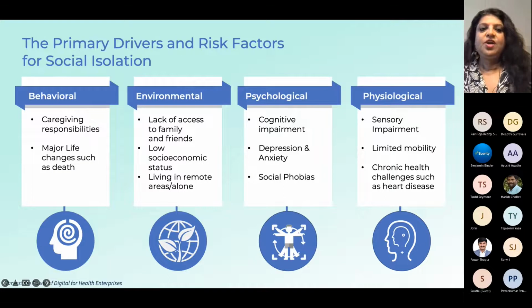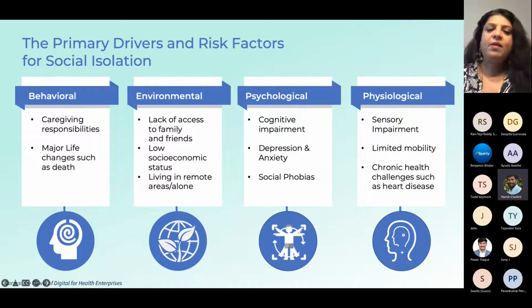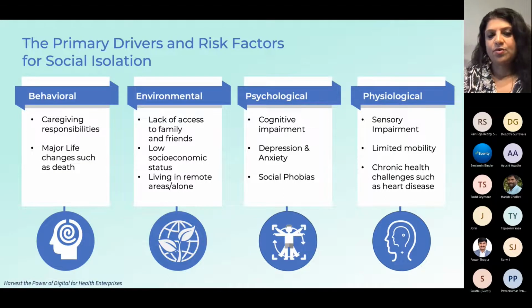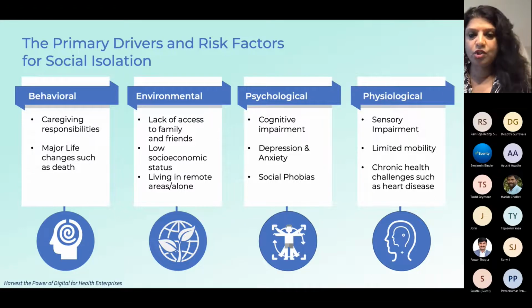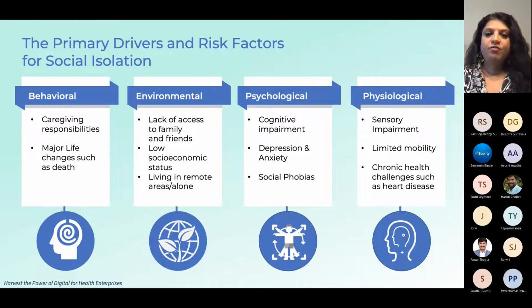Okay. So what are the primary drivers and risk factors for social isolation? There are 4 different primary drivers that are critical. One is behavioral, second environmental, third is psychological, and the fourth is physiological. So these are the 4 different drivers that influence and create those levels of risk within each.